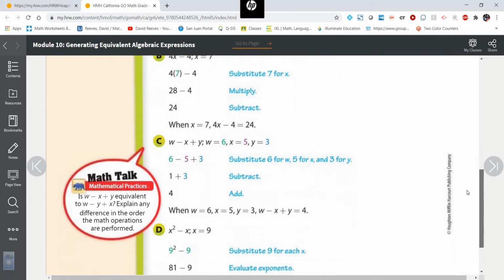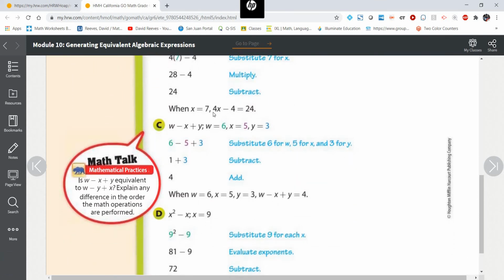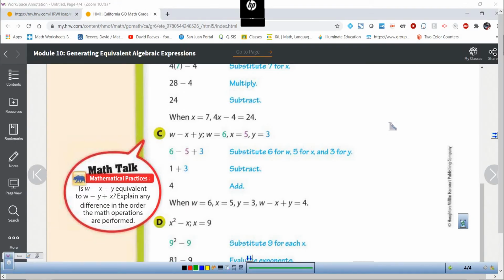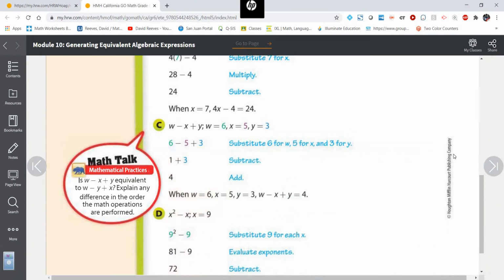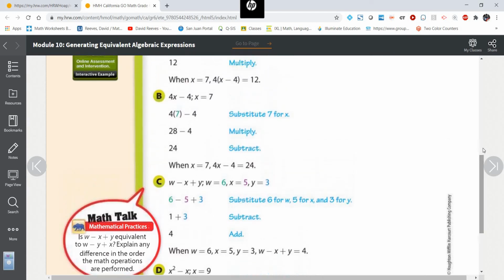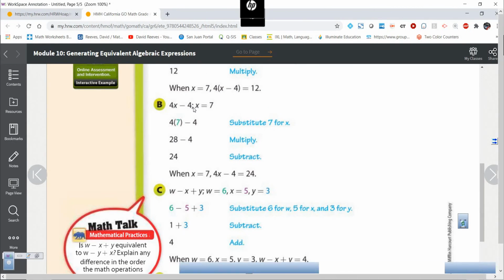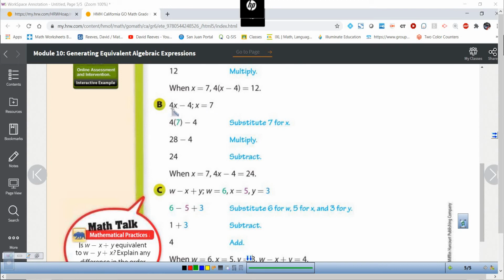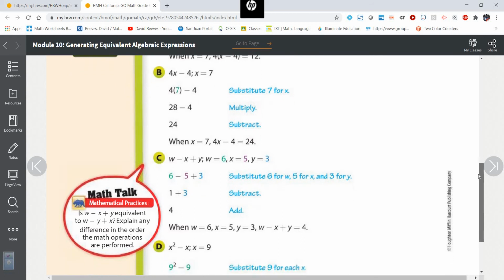All right. Okay, what about this one right here? We've got 4 times x. I'm sorry, I went too far down. My apologies. Here we go. 4 times x minus 4 when x is 7, right? Well, 4 times 7 is 28. Remember, what do we have right here? We have multiplication, and right here we have subtraction. Well, multiplication comes before subtraction. So again, I put that 7 in for x. 4 times 7 is 28. 28 minus 4 is 24.